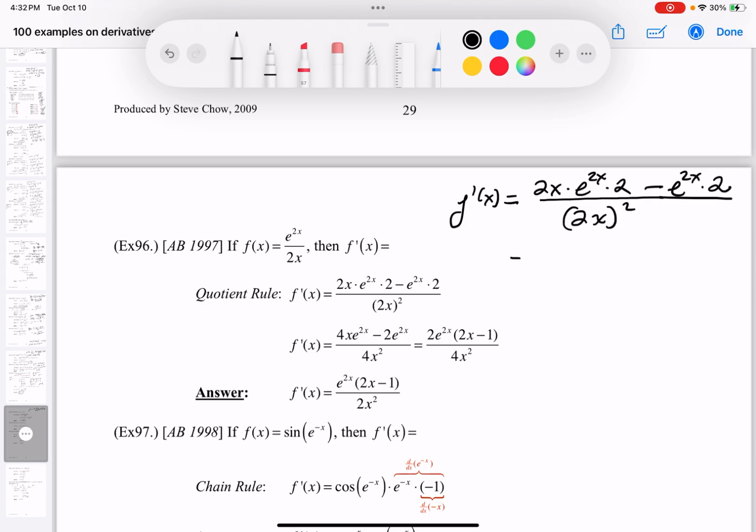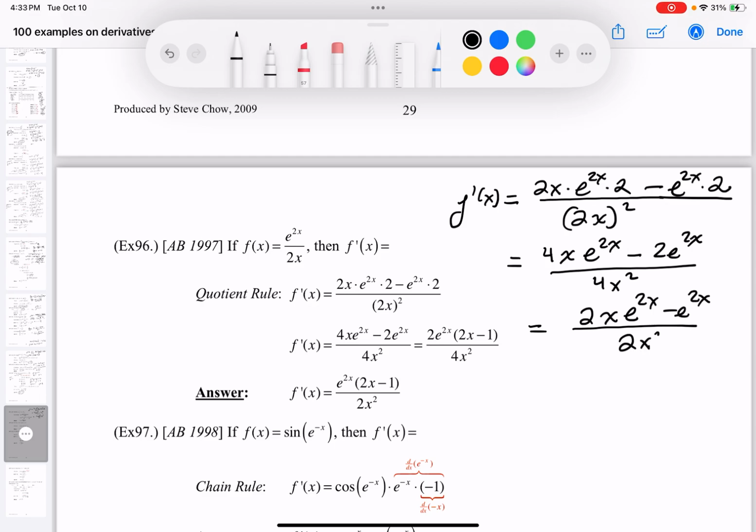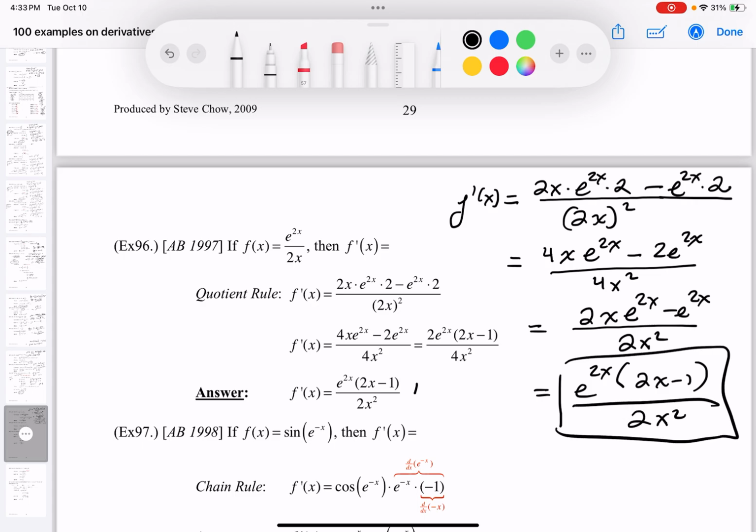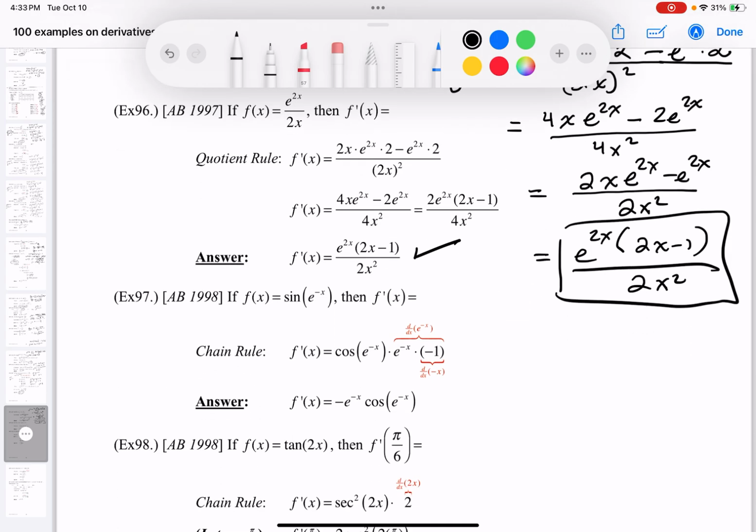All right, let's clean it up a little bit. And the first thing I'm going to do is let me just multiply it out. 4x e to the 2x minus 2 e to the 2x over 4x squared. All right? I'm going to reduce it by dividing top and bottom by 2. You get 2x e to the 2x minus e to the 2x over 2x squared. I'm going to factor out e to the 2x. And what do you get there? You get e to the 2x times 2x minus 1 over 2x squared. Okay? Again, if these are multiple choice, you'd be looking for those choices in the key.